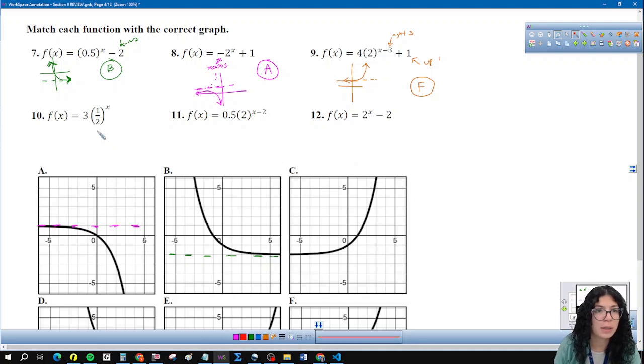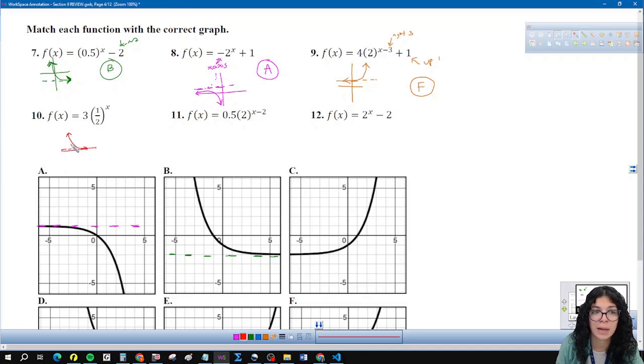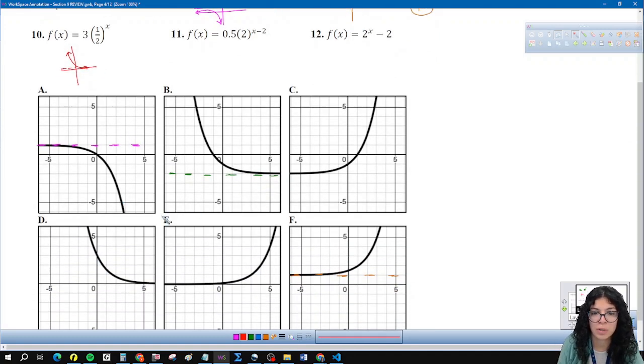Okay, next one, number 10. So this is a decay, and there is no shift at all. There is a vertical stretch, which will just make it look a little bit more flat. But overall, the general shape is going to be decay, and we haven't shifted up or down at all. So our horizontal asymptote is going to stay right on the x-axis. So we're just looking at a decay graph that has the horizontal asymptote at the x-axis, which would be D.